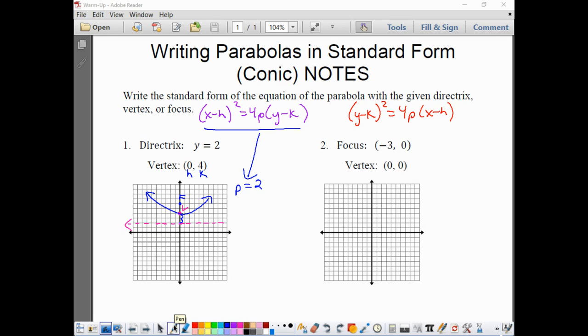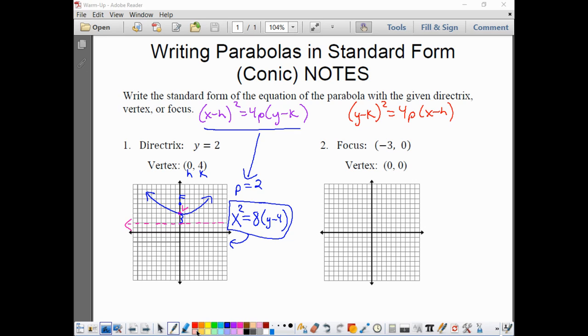We're going to do (x − h)². Our h is 0, so I don't need to put x − 0 squared. I can just put x² equal to 4 times p. Our p is 2, so 4 times 2 is 8, times (y − k). Our k is 4, so it'd be y − 4. So that would be the answer to this first one on the left.